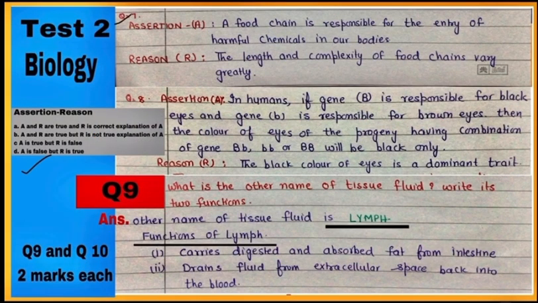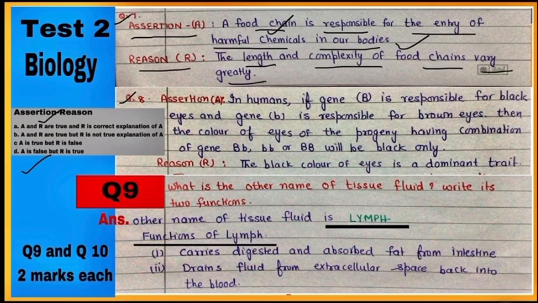Questions 7 and 8 are assertion-reason type questions. Read the instructions and solve them. Question 7. Assertion: A food chain is responsible for the entry of harmful chemicals in our bodies. This is the correct statement. हमारी बॉडी में harmful chemicals जो non biodegradable होते हैं, they enter through the food chain. Now see the reason statement. The length and complexity of food chains vary greatly. फूड चेन्स की लेंथ और कॉम्प्लेक्सिटी बहुत वेरी करती है. This is also a correct statement, but it is not the correct explanation of the assertion. So here B is the correct answer.